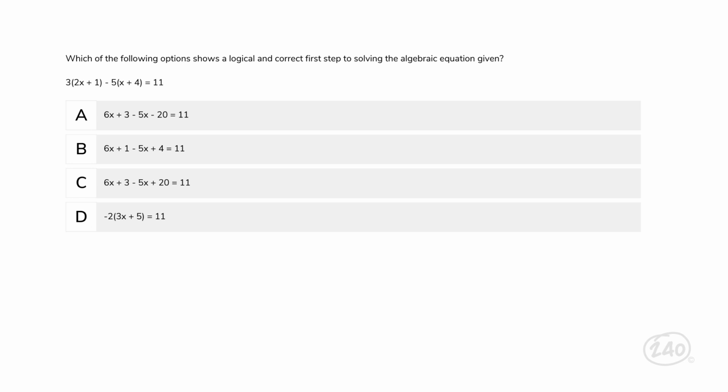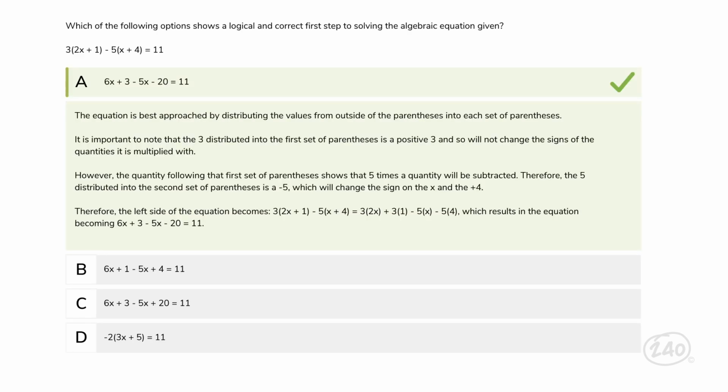Even though this is algebra, we still need you to remember the other thing I warned you would be on the test, PEMDAS. So we start with the parentheses. If we distribute the 3 and the -5 to their respective parentheses, we'll get this choice. 6x plus 3 minus 5x minus 20 equals 11.